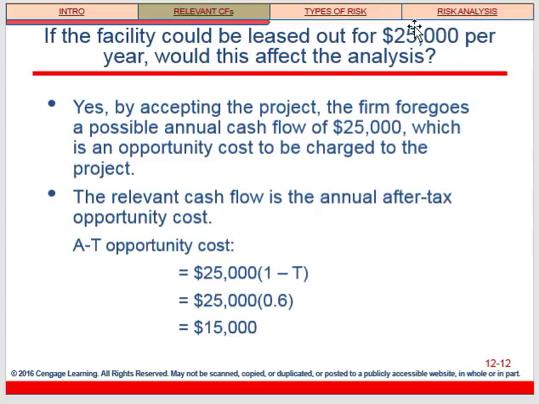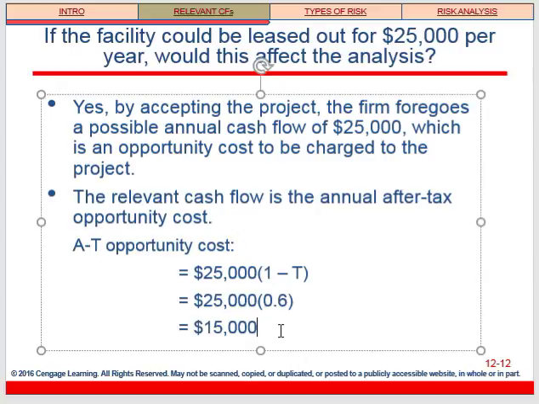If the facility could be leased for $25,000 per year, would this affect the analysis? The answer is yes. By accepting the project, the firm is foregoing $25,000. It's an opportunity cost. We need to calculate the after-tax opportunity cost, and it's going to be a negative cash flow. So we need to deduct that from our yearly cash flows.